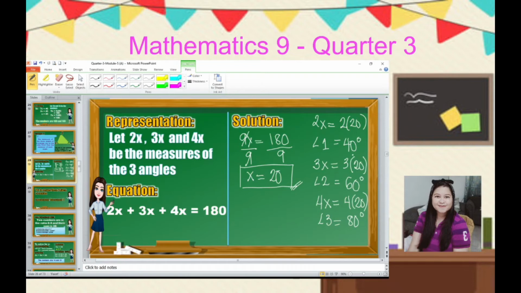So, pwede din nating i-check kung tama yung sagot natin. So, tingnan natin, kapag inadd natin yung tatlo na yan, dapat mag-equal sa 180. So, that will be 40 plus 60 plus 80 is equal to 180. So, add natin, 40 plus 60, that is 100 plus 80. So, 180. 180 is equal to 180. So, therefore, tama yung nakuha nating measurements ng ating angles ng triangle. So, 40, 60, and 80. So, therefore, the angle measures are 40 degrees, 60 degrees, and 80 degrees.